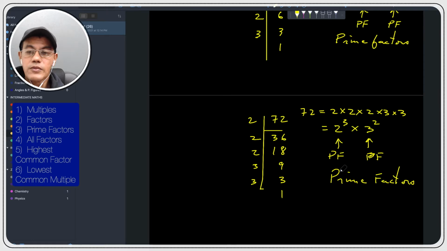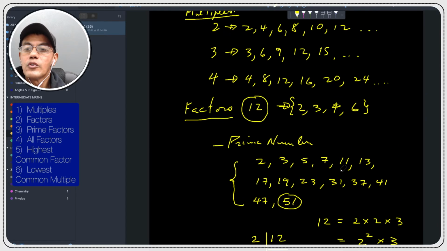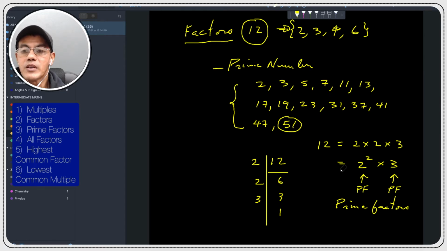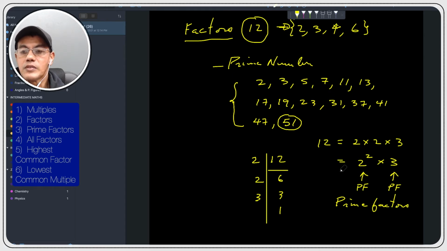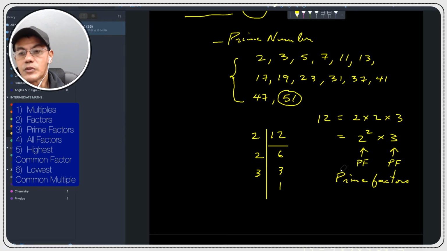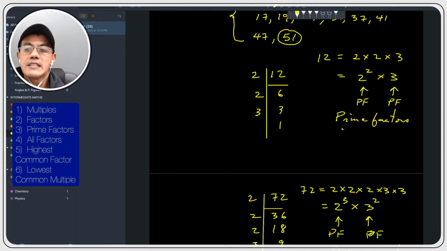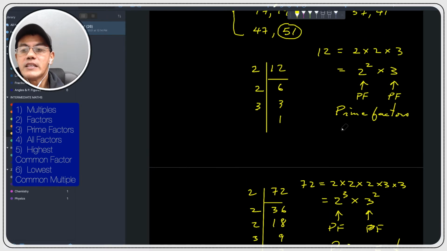Alright, so far what we did, we found multiples, which is quite easy. We identify prime numbers less than 51, and of course you will tell me whether 51 is or isn't a prime number in the chat, in the comment. Next, we decompose 12, and when we decompose 12 with prime numbers, we get prime factors. And so this is a method to find prime factors.